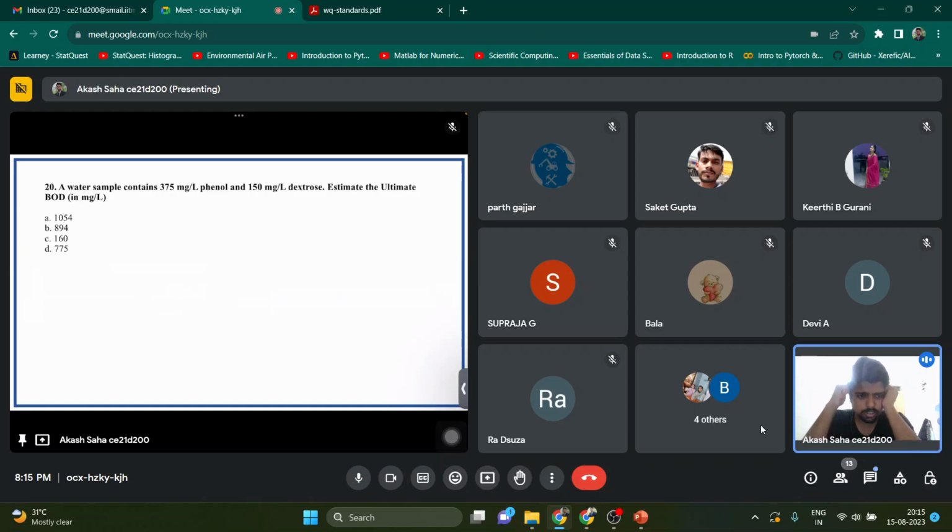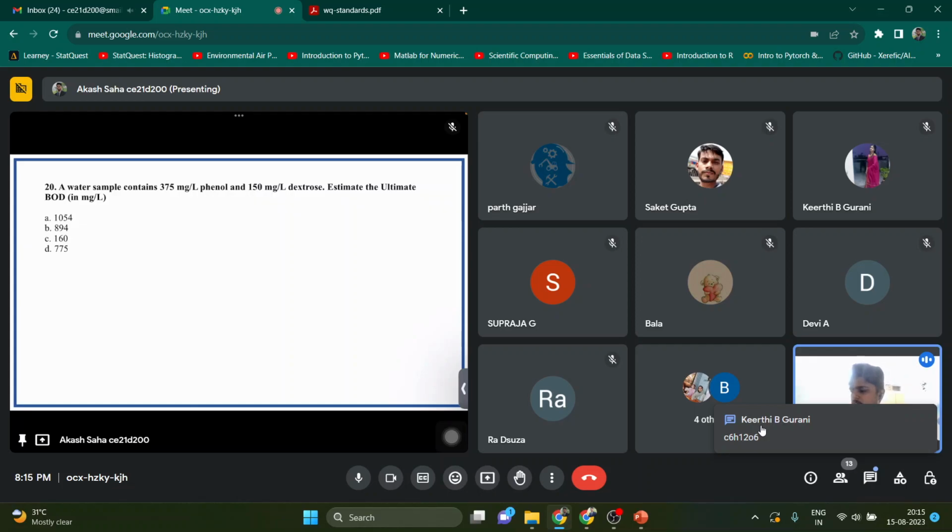And what is dextrose? What is dextrose? Formula? A form of sugar, yes. So are glucose and dextrose the same thing? I hope you might have seen the formula. Yes, it is also C6H12O6.